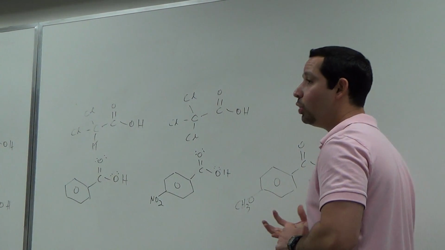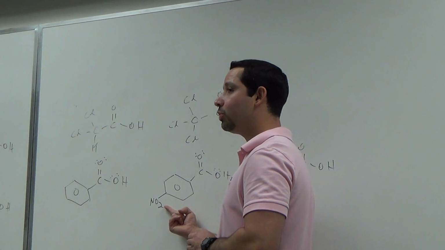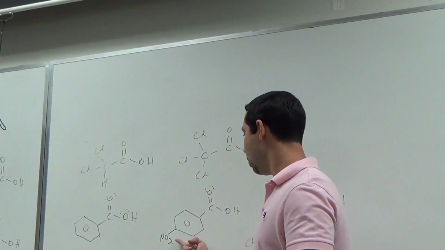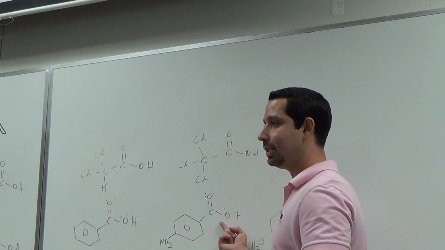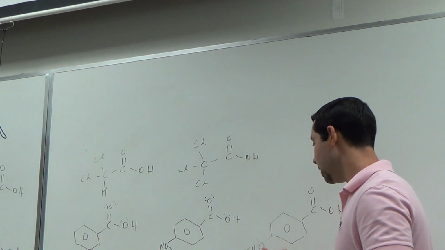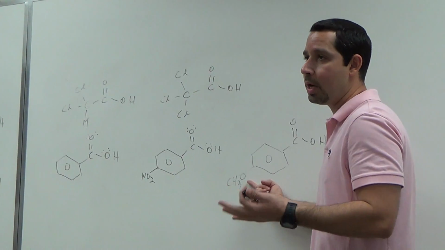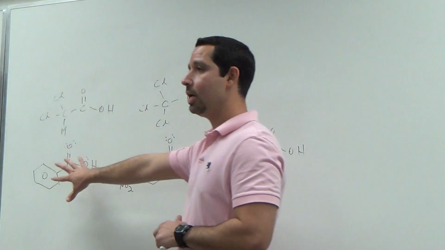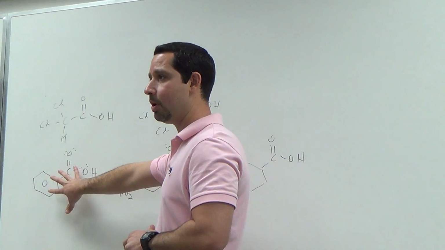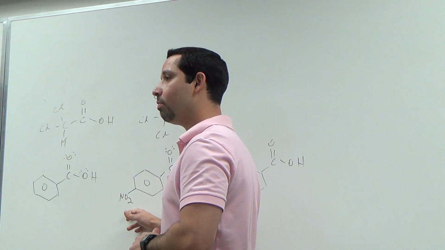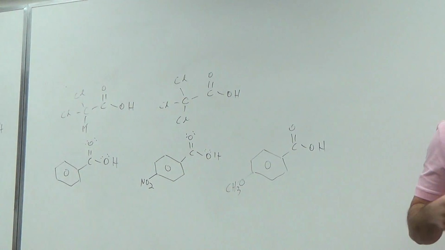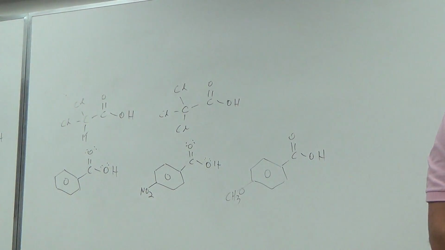Okay, I told you that if you place electron withdrawing groups on the benzene ring, it will make this more acidic. If you place an electron donating group, it's going to make it less acidic. And this is the standard, yes? This is like in the middle. Electron withdrawing, more acidic. Electron releasing, less acidic. That makes sense, yes?